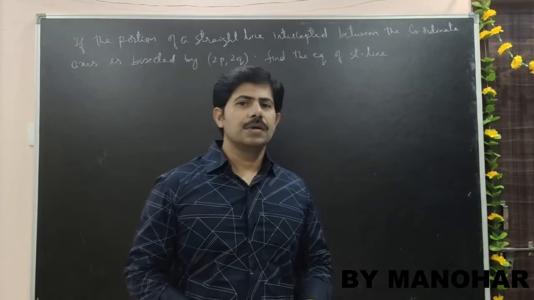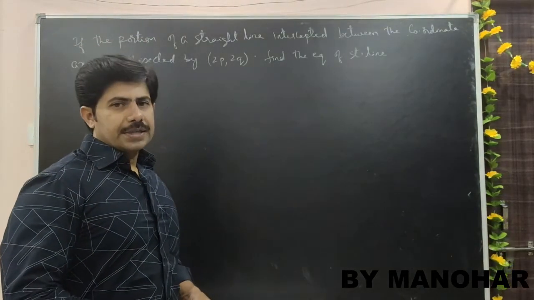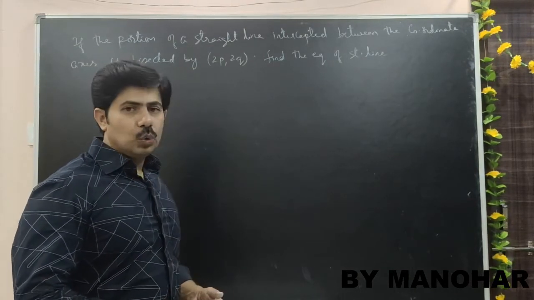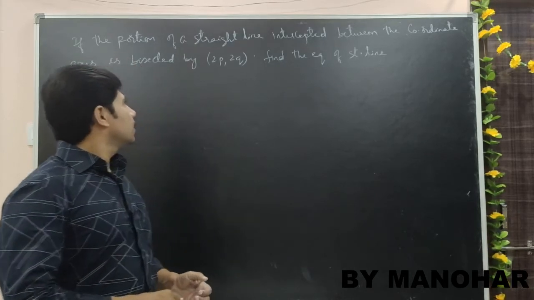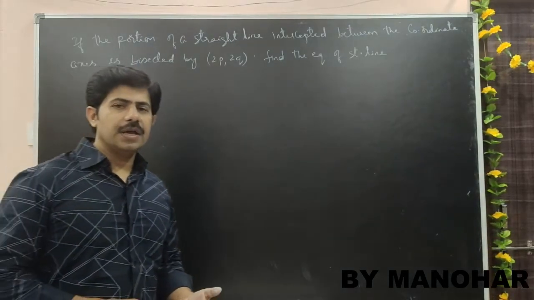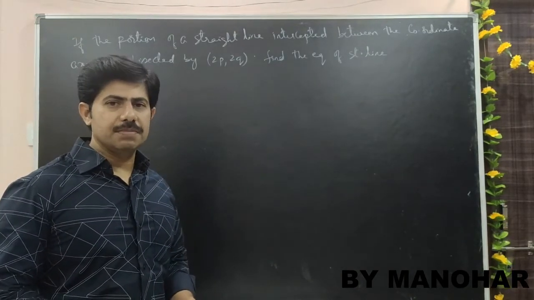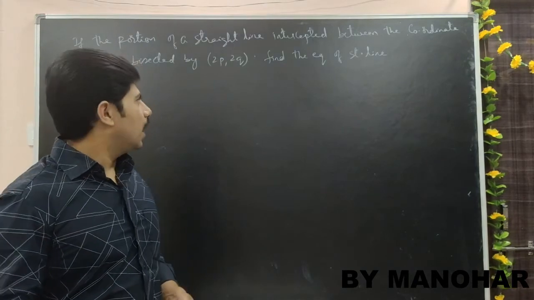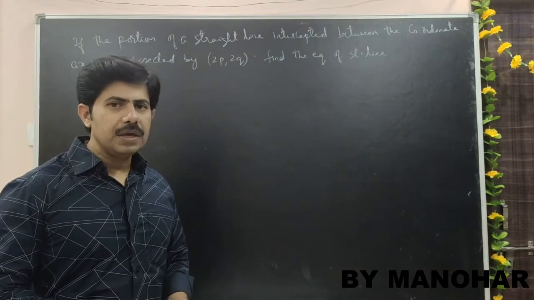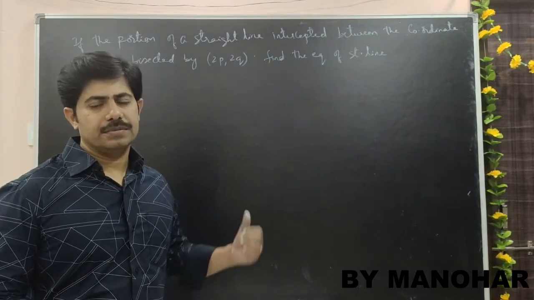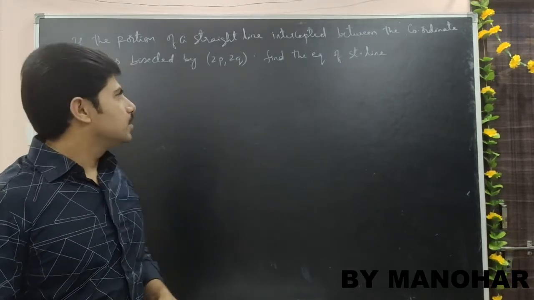Next problem. If the portion of a straight line intercepted between the coordinate axes is bisected by the point 2p comma 2q, then find the equation of the line. So here, a straight line intercepted, that means we have to write the equation in the form of x by a plus y by b is equal to 1, and bisected by the point 2p comma 2q. So here 2p comma 2q is the midpoint, because bisected means nothing but a midpoint.